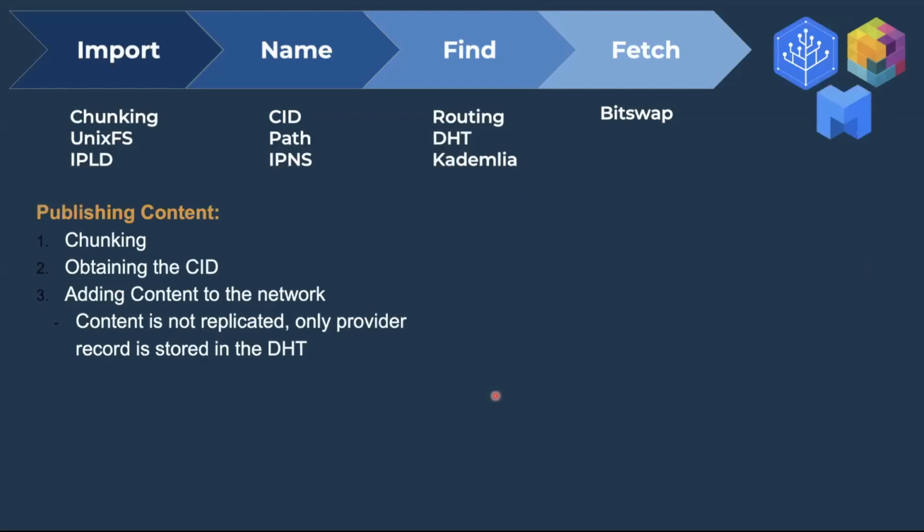So just to summarize, when we want to publish content, we chunk a file, then we obtain the CID, and we add the content to the network. This means that the content is not replicated, as we said, but it is just providing the record to the network to know that your machine is actually the one that is storing the content.